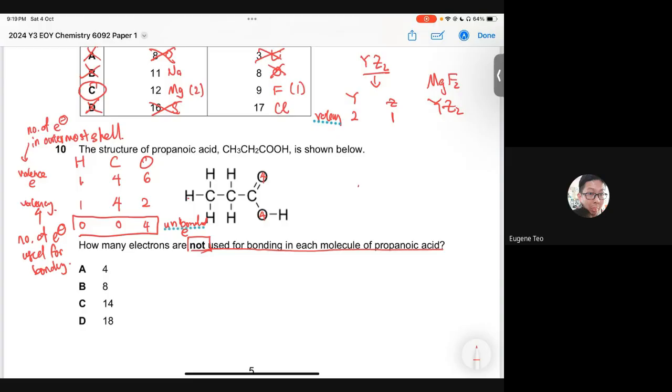So therefore, the answer should be 8. So I'll say here, the answer is 8. But this is where the trick in this particular question comes in. 8 is actually not the correct answer. Now, why is 8 not the correct answer?